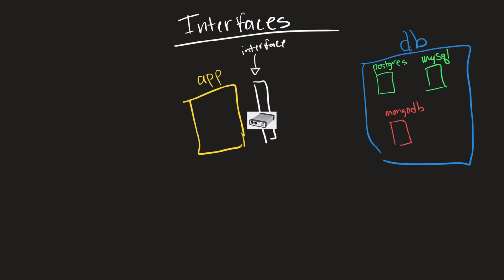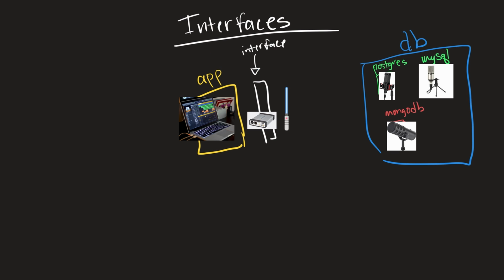So let's imagine that our database is the recording device, and our application is the computer, and the audio interface is the interface here. In order for us to be able to, for example, record sound from the audio device and send that signal to our computer, we need to be able to plug into the interface, right? And that interface in turn plugs into the computer. And that means that we can send the sound from our audio device to our computer.